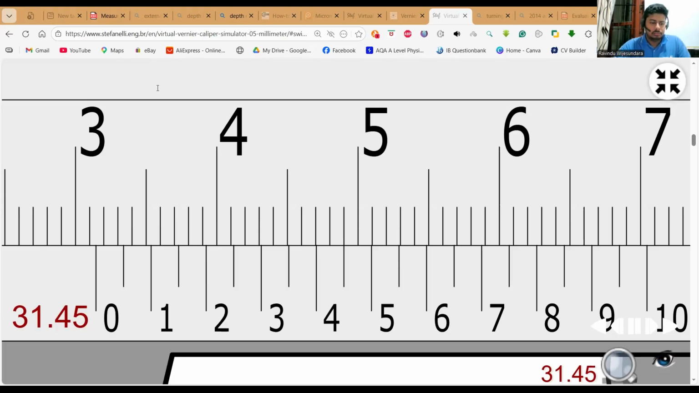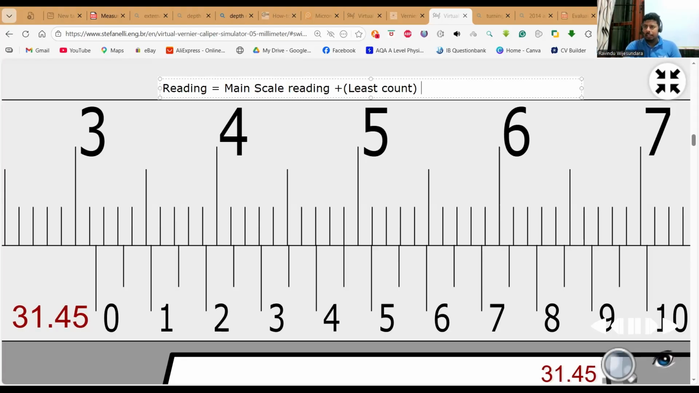Okay. Next, what we have to do is, I will write it again. Reading equals main scale reading, we will write down later on that one, plus, right. Now we have to get the least count of the instrument. We have already calculated the least count of this instrument. For this instrument, it was 0.05 millimeters, right?